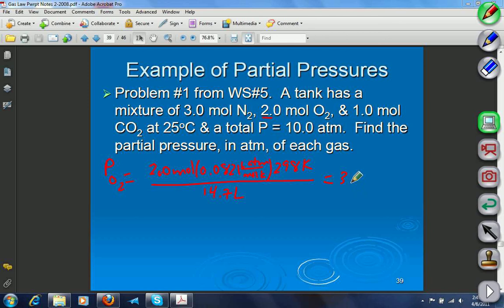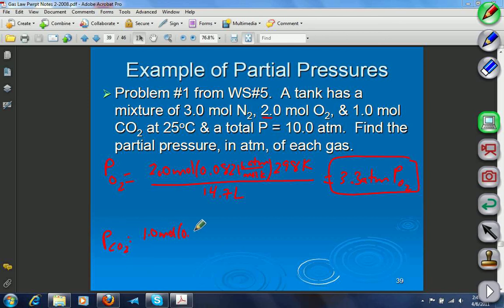We do that math, and we should get 3.3 atmospheres of pressure. So that was for the pressure of oxygen, and we have one more left to go. This is the pressure of CO2.